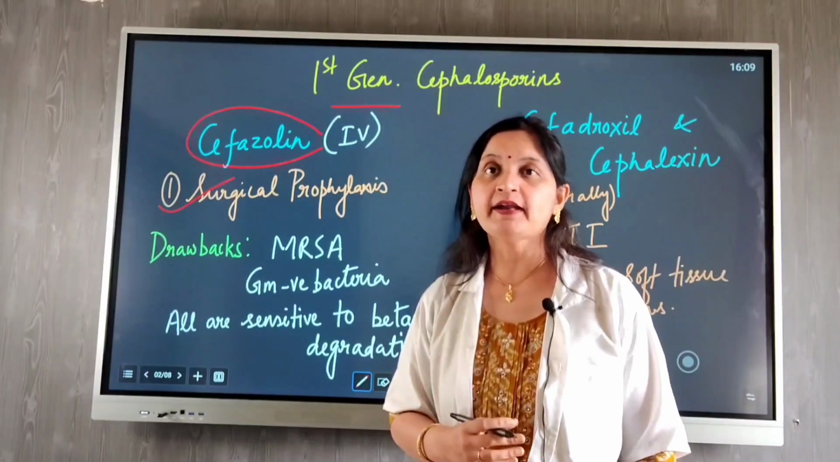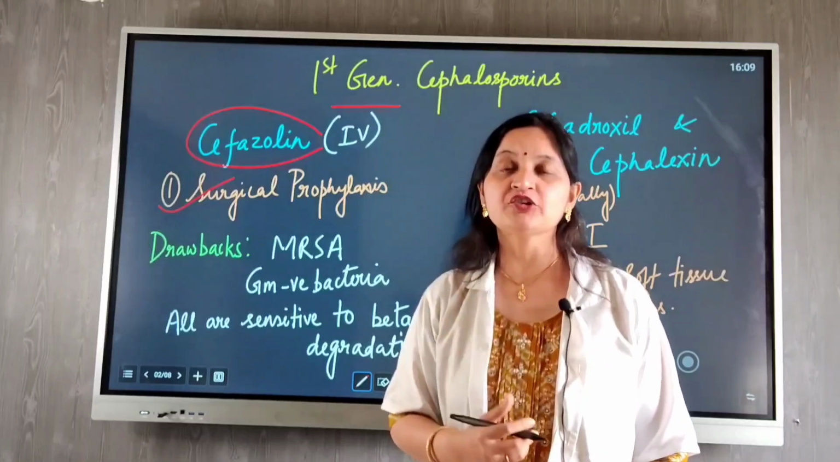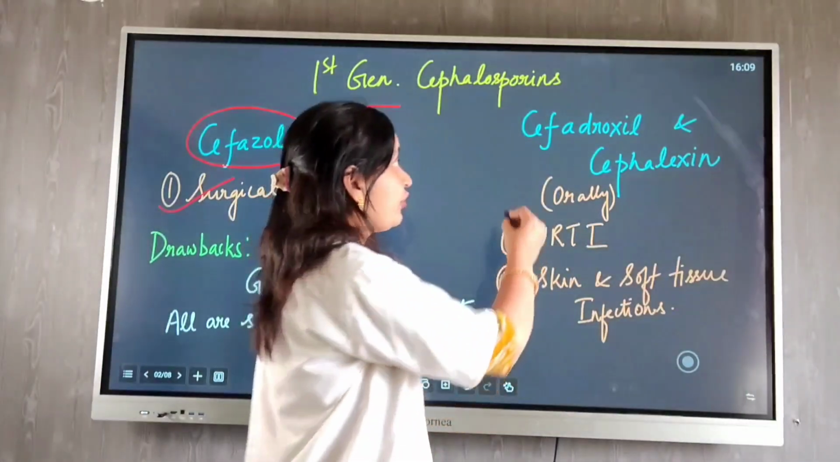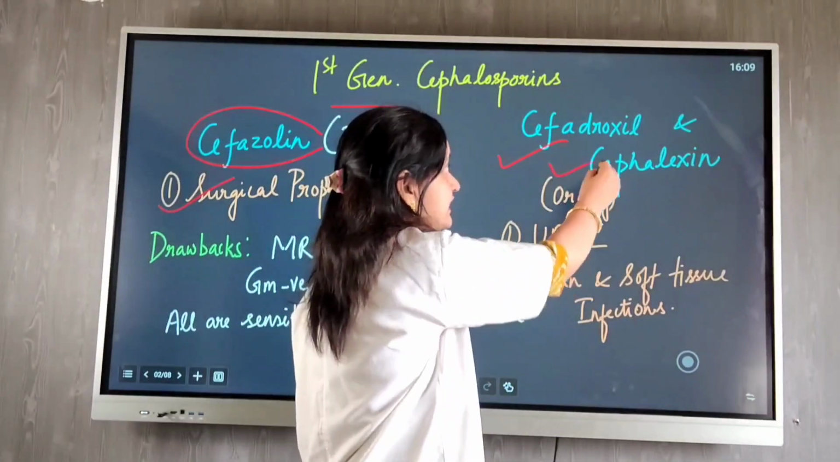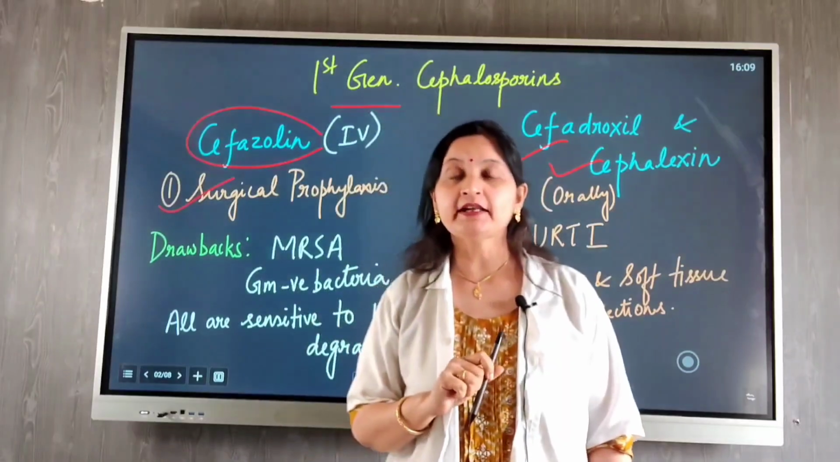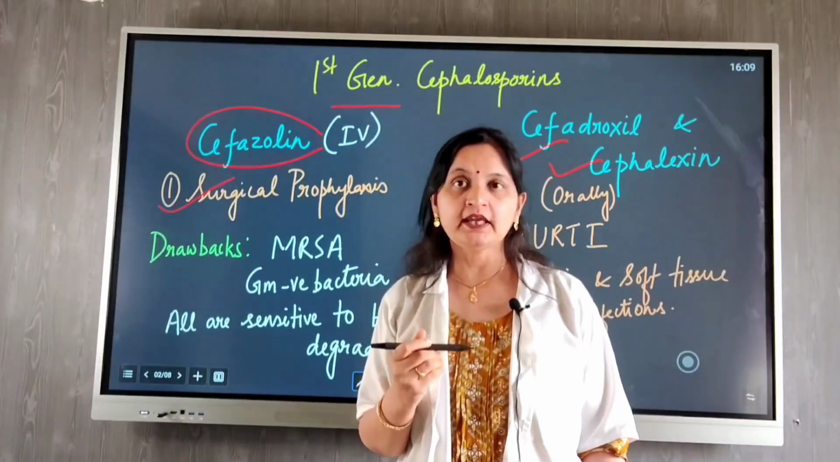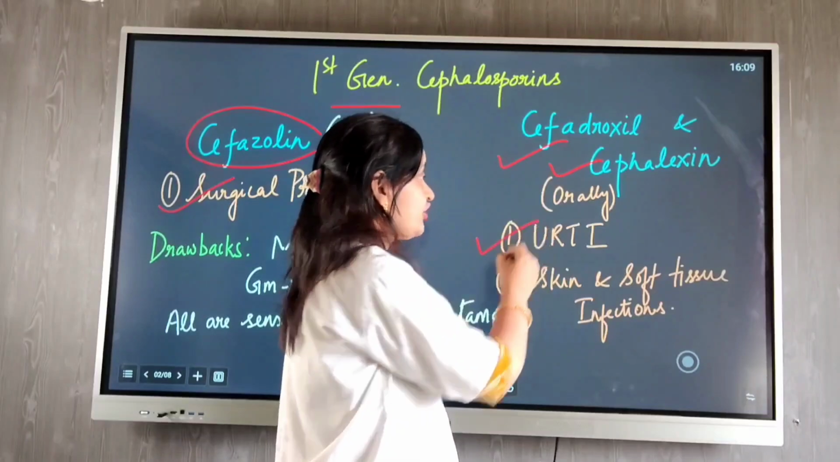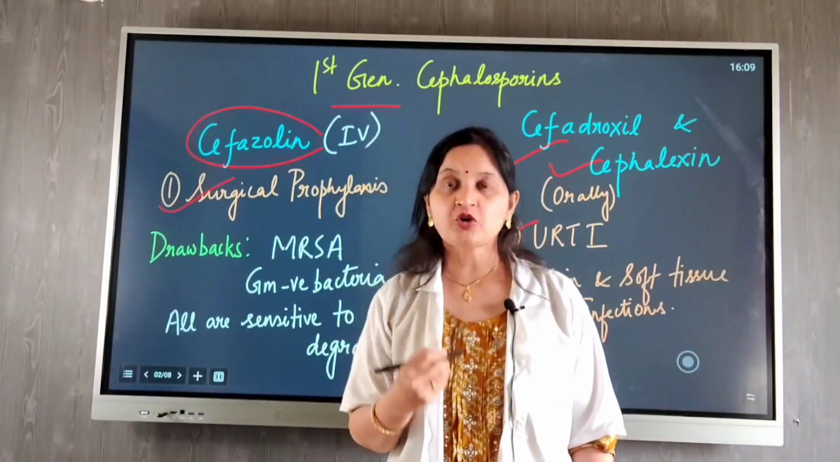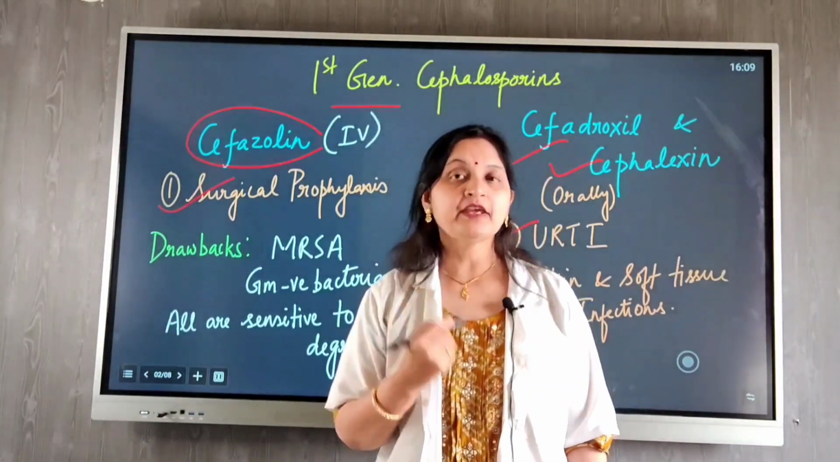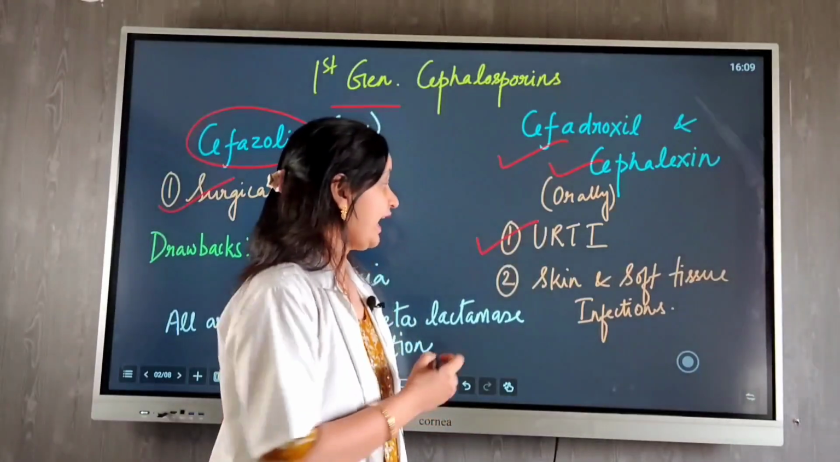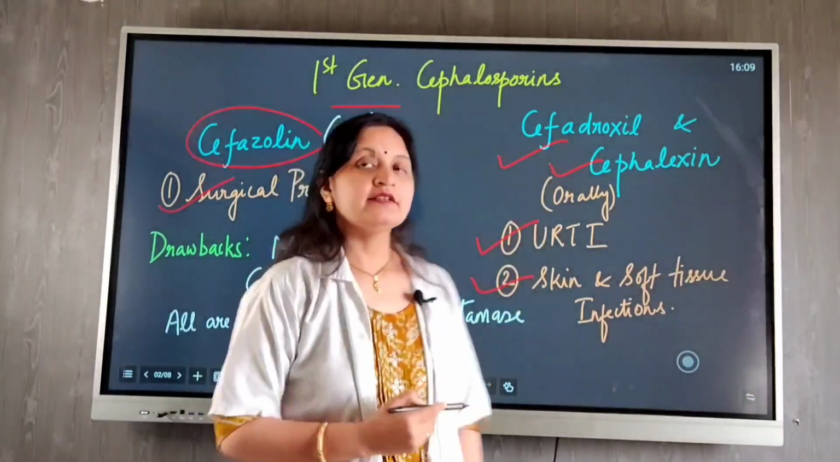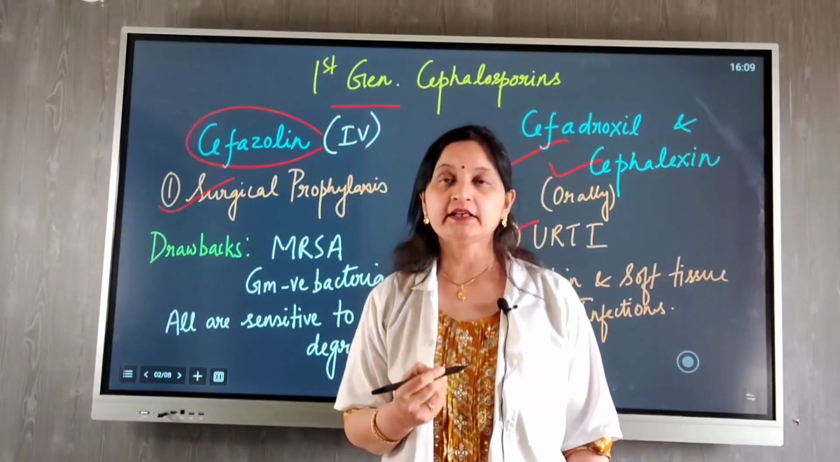The other antibiotics that belong to this first generation cephalosporin are cefadroxil and cephalexin. Both these antibiotics can be administered orally and are used for the treatment of upper respiratory tract infections such as pharyngitis, tonsillitis, and can be used for the treatment of skin and soft tissue infections such as impetigo and cellulitis.